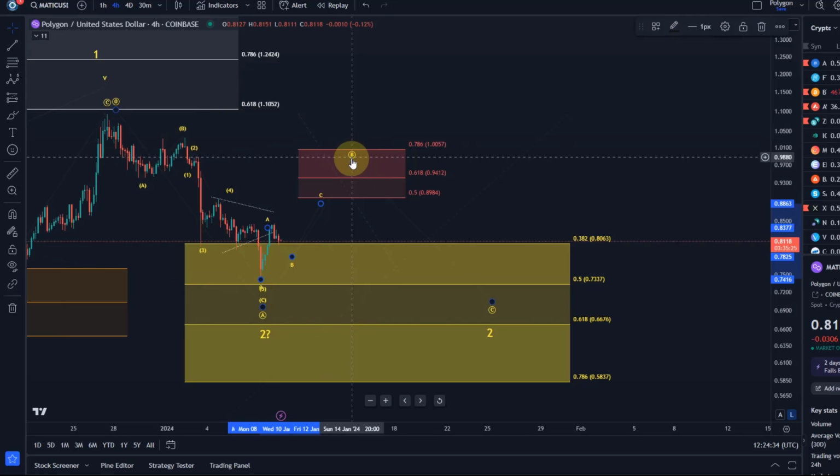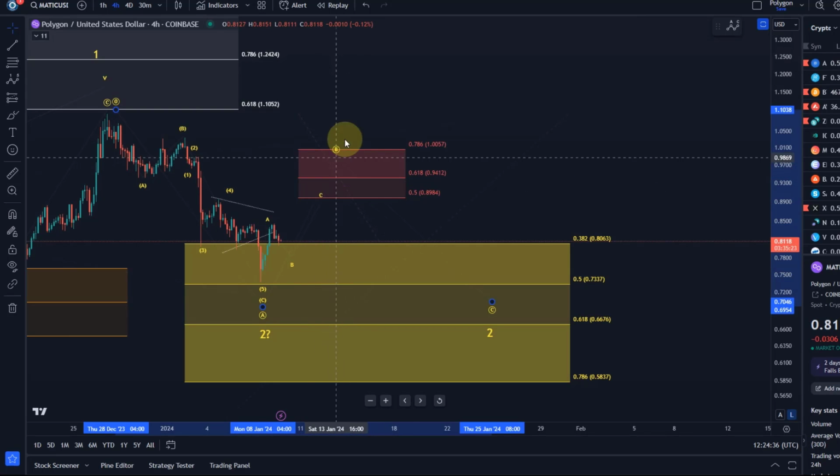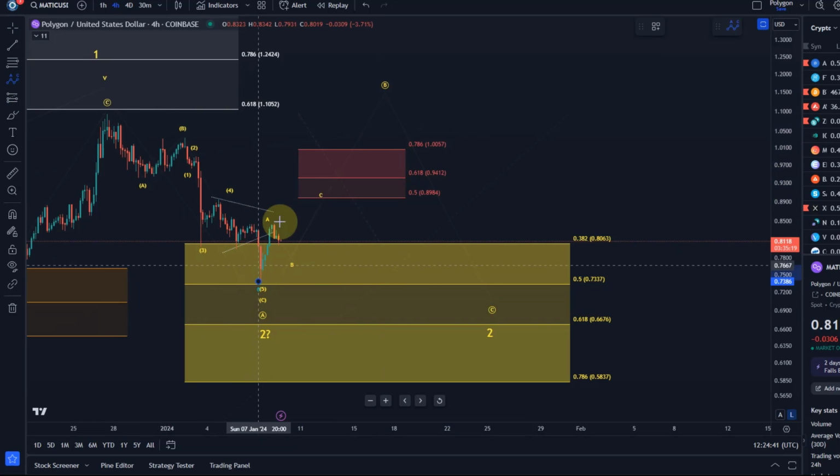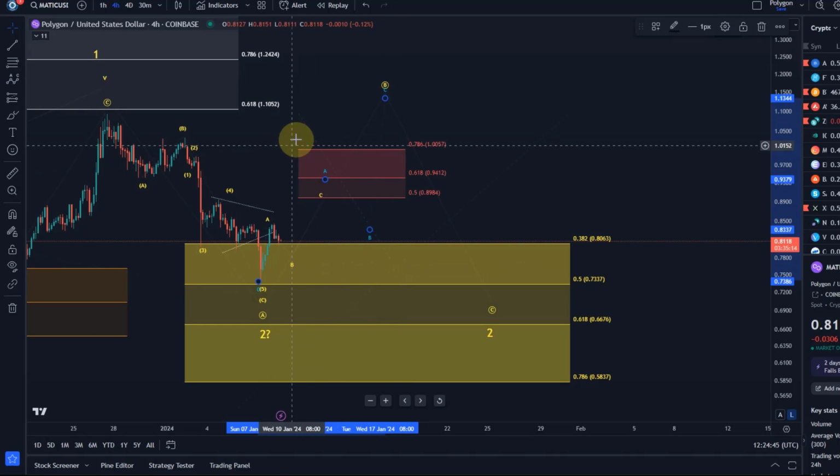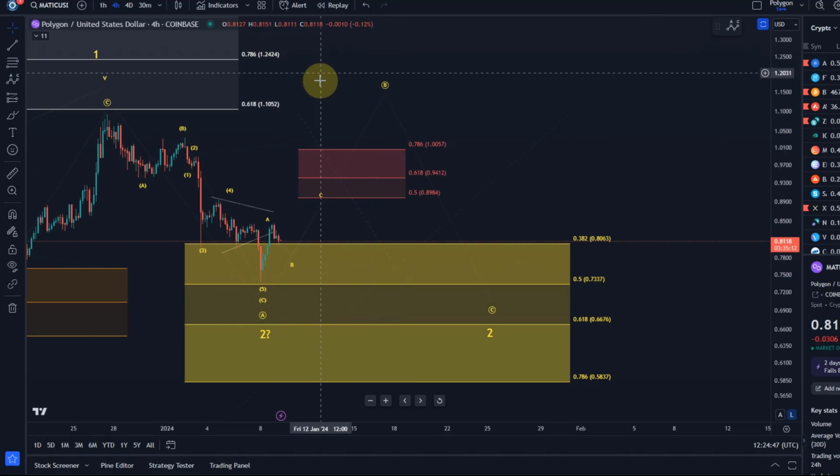So that could be just one more high and we have the B wave, or it forms a much larger ABC structure. So ABC is A, B, C. So that's just something we have to consider.